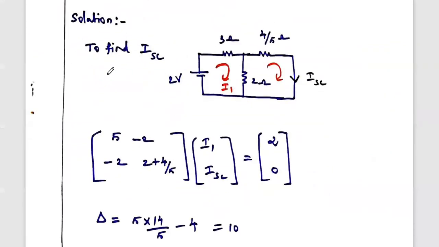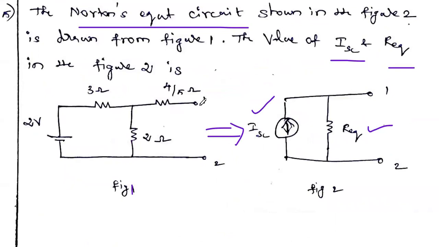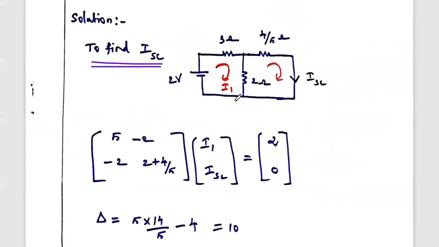First, we have to find ISC. What is meant by ISC? Short circuit current. Here we have to draw the equivalent diagram across terminals 1 and 2. We have to make terminals 1 and 2 a short circuit, and in this short circuit we have to calculate the current flowing. That is nothing but the short circuit Norton's current source. In our diagram, this is terminal 1, terminal 2. We have to short circuit terminals 1 and 2, and in this short circuited terminal, we have to calculate what current is flowing.